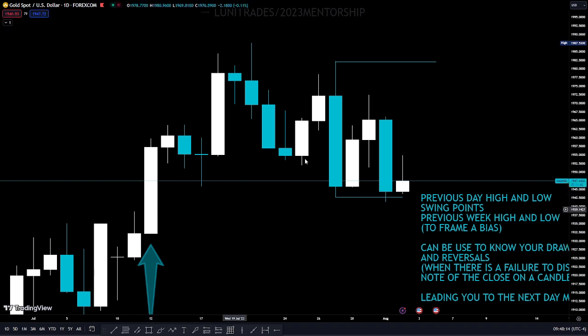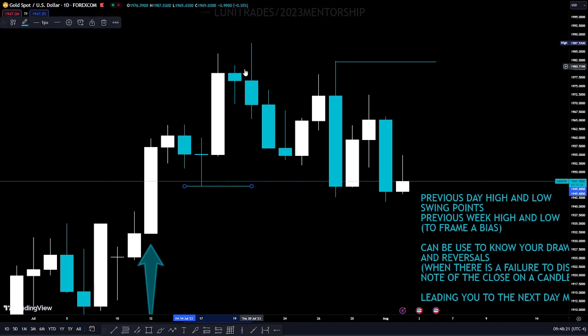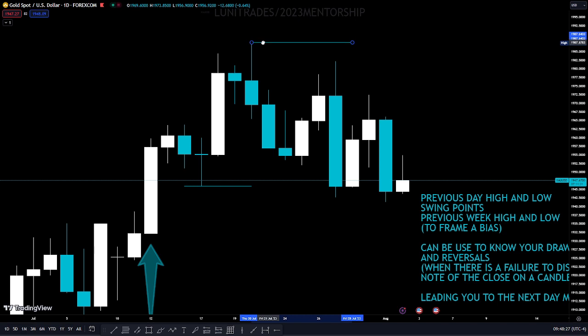The high and low of this candle will be what? This will be the low of that candle, and this will be the high of that candle. So you want to extend that too. You want to also take note of that.